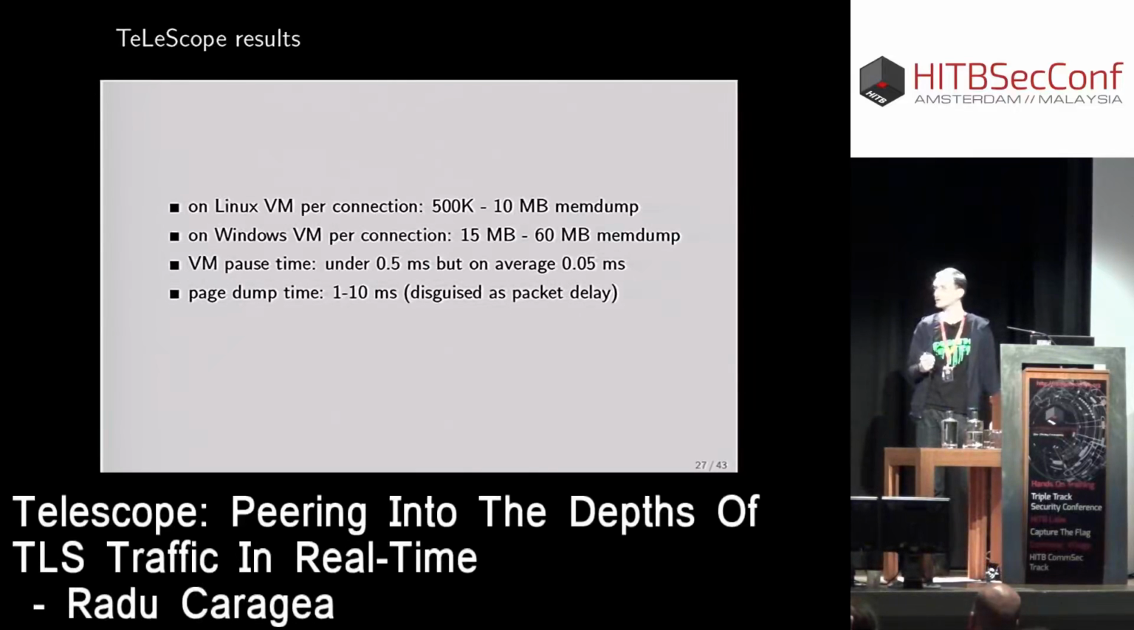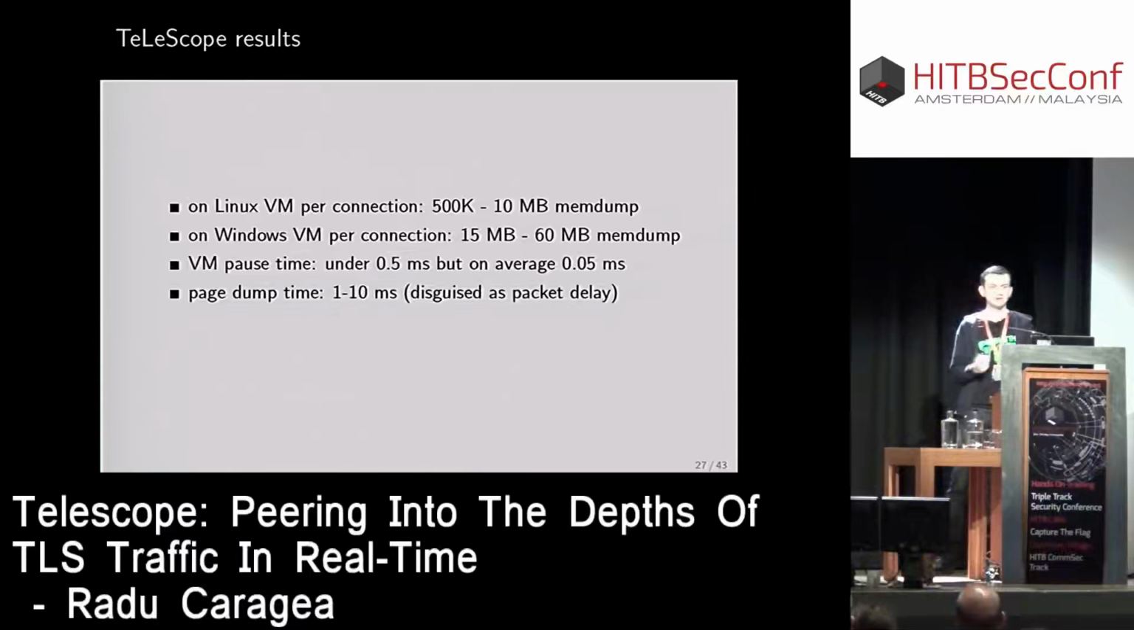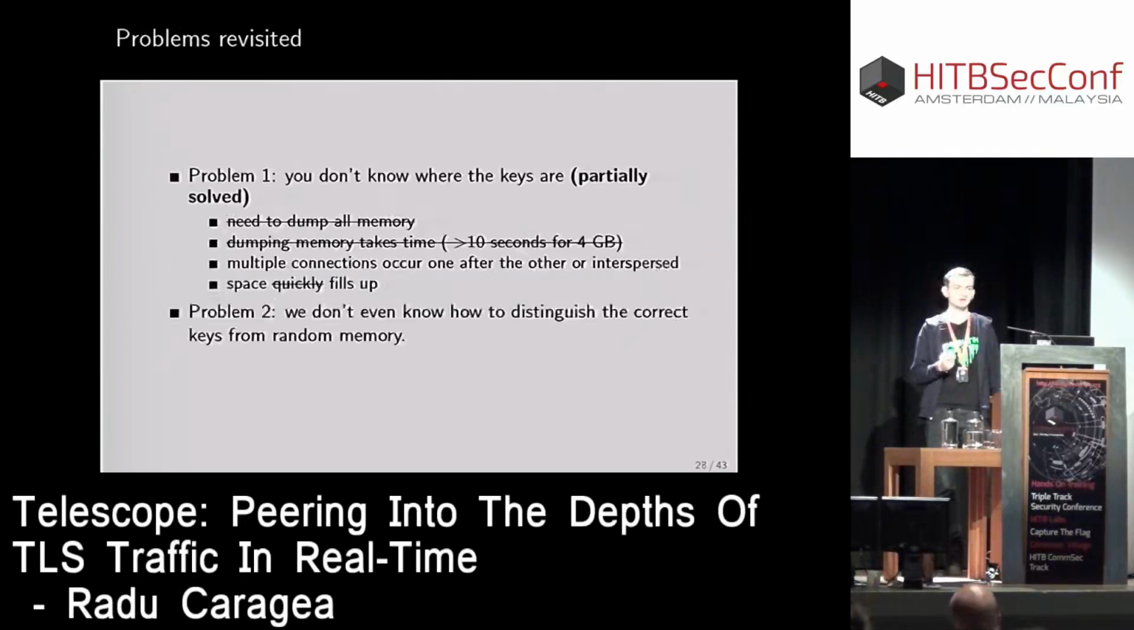And through some tricks that you can see in the paper, we managed to get it down to 0.5 milliseconds tops, but usually it's 0.05 milliseconds. And this is on hardware that doesn't even have page modification logging. And the actual page dump time is a couple of milliseconds, and as we said, this is included in when you keep the packet in transit. So you don't even need to pause the VM. You pause it only when you issue or reset the log dirty mechanism.